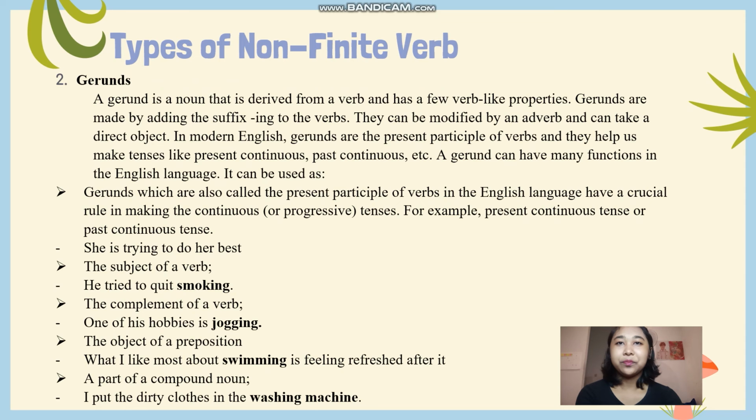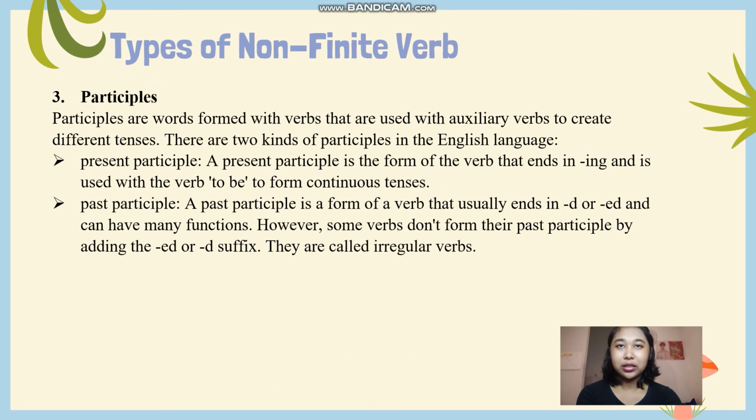Third, participles. Participles are words formed with verbs that are used without auxiliary verb to create a different tense. There are two kinds of participle in the English language. First, present participle. A present participle is the form of the verb that ends in ing and is used with the verb to be in the present continuous tense.